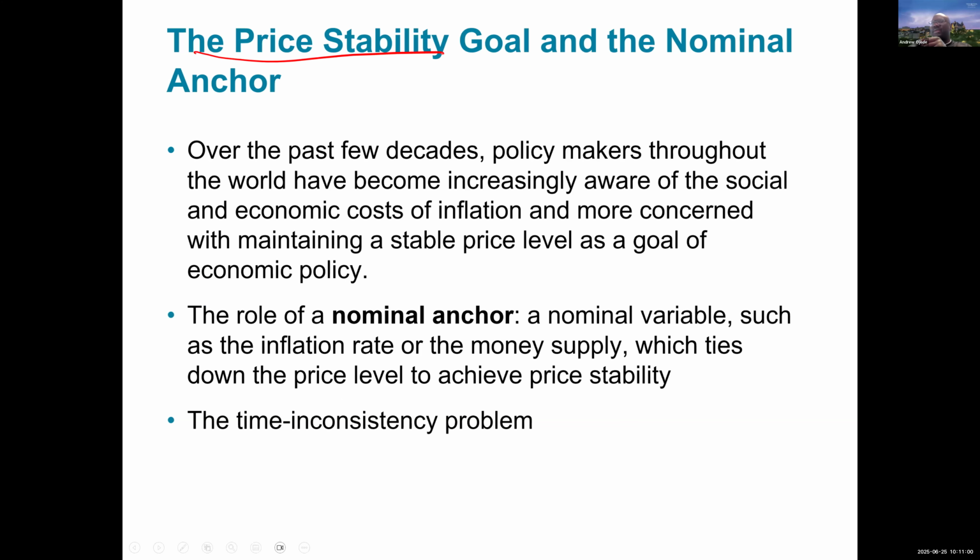Not just for the Fed, but for any central bank. So the nominal anchor is a nominal variable such as the inflation rate or the money supply, which ties down the price level to achieve the price stability goal. What do I mean by this?